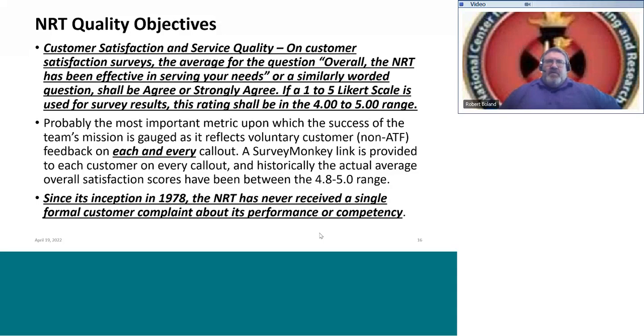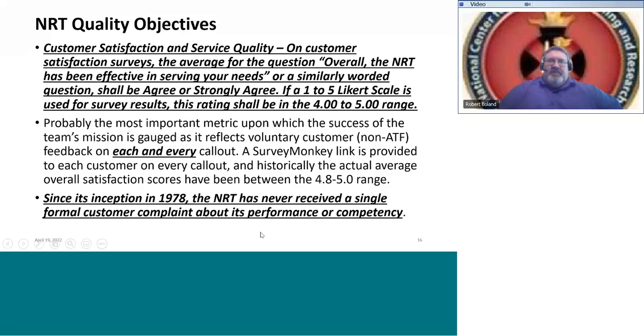And so that was our number one quality objective, customer service. We use a Likert scale of 1 to 5 for our survey results, and SurveyMonkey is the tool we use to do these surveys. A link to the survey is provided to each and every customer on every callout. Now, that doesn't mean they have to do this. It's a voluntary thing, of course, but we do get a pretty good response rate. And as you can see, historically, our average overall satisfaction scores for the NRT have been between 4.8 and 5.0, which exceeds our quality objective of a minimum of 4.0.